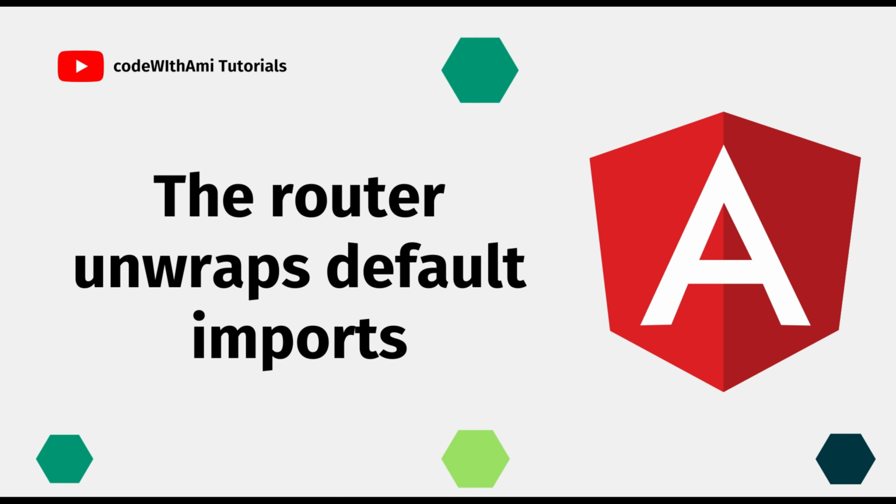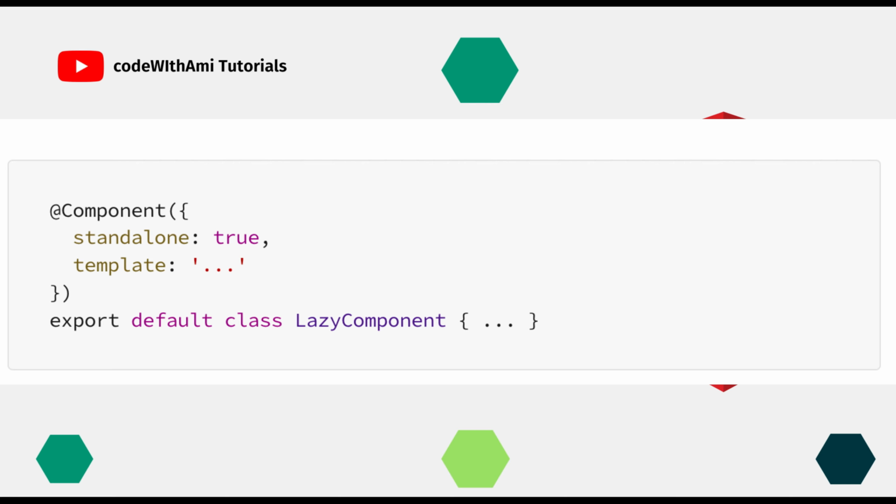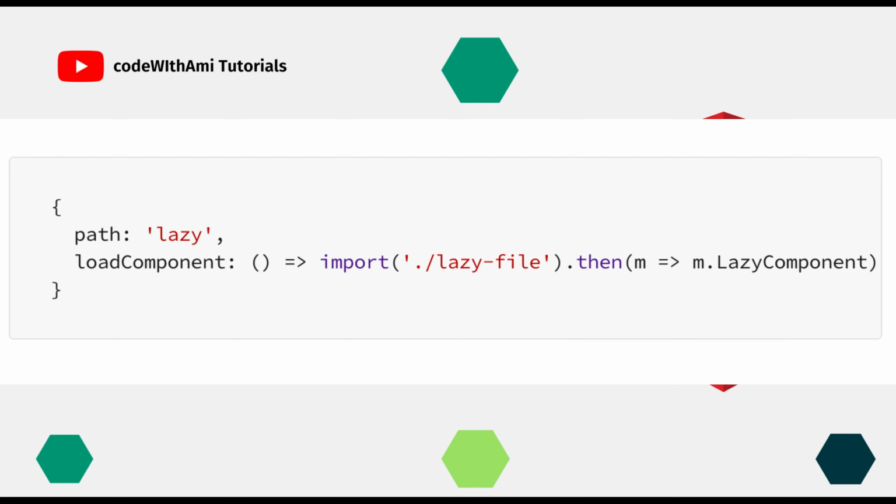Next is router unwraps default imports. To make the router simpler and reduce boilerplate further, the router now auto-unwraps default exports when lazy loading happens. Let's suppose you have a lazy-loaded component. This is just an example. Before this change, to lazy load a standalone component, you had to do it like this in Angular 14. If you want to learn more, I have created a separate video on how to lazy load a component. Make sure you watch it. I have added the link in the description section. So this is the normal way we used to do it in Angular 14.